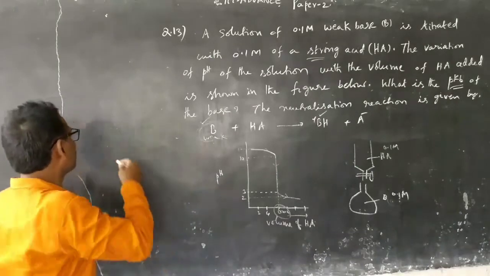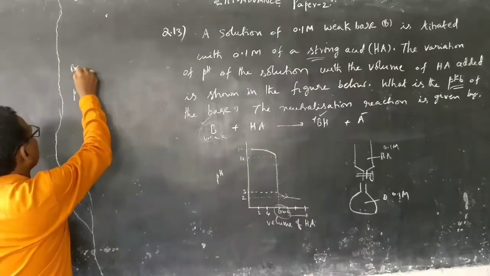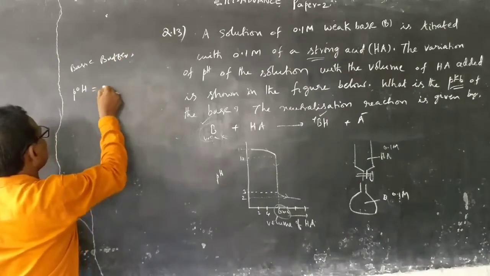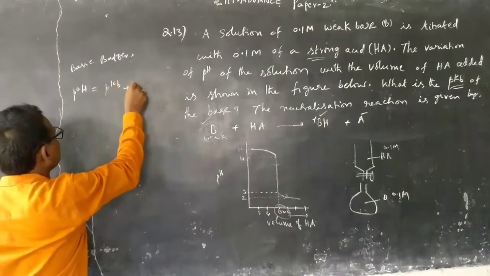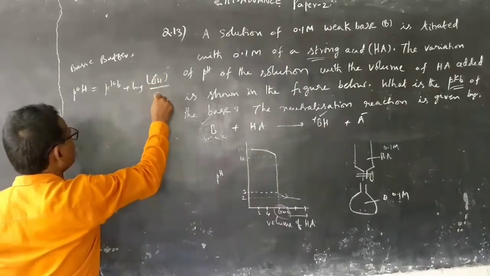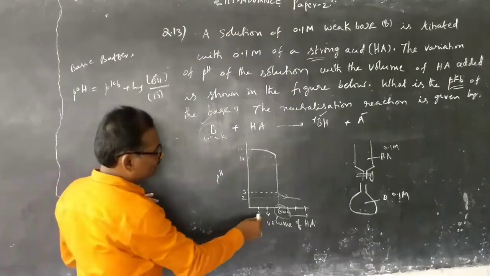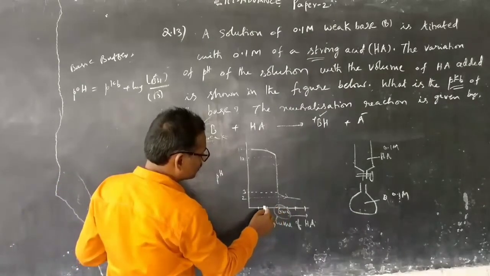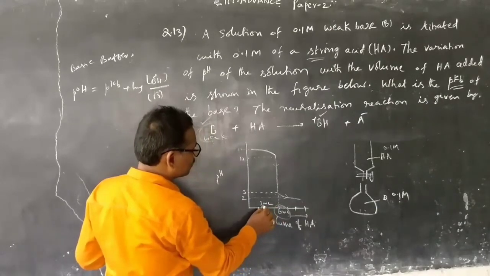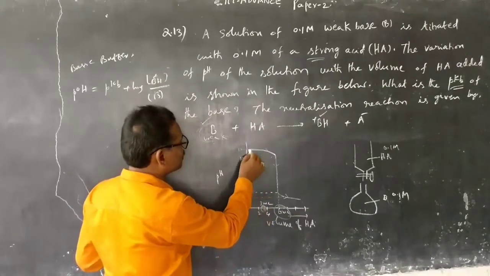As it is a basic buffer, what is the expression for a basic buffer? We can write for a basic buffer, pOH is equal to pKb plus log of the conjugate acid concentration by the weak base concentration. So when you add about 3 ml, exactly half, then what happens? At that moment, what is the pH? Of course, that is in basic medium only.